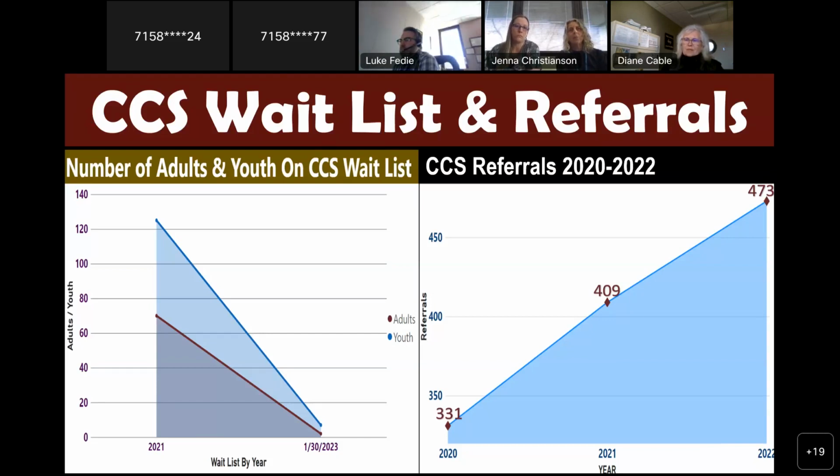Does the person have to have low income to be in this program? So it's Medicaid funded. They have to be on Medicaid. Does that answer your question? Yeah, thanks. Yep.